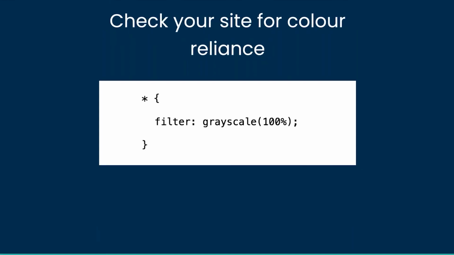Little aside, if you're a developer and you're in the middle of developing a site, add this little CSS rule, and it will make your whole site grayscale, black and white, so you can do a quick check to see if things still make sense without color. Obviously, don't put that in your rules for your live site, because it'll make your live site black and white. But yeah, use your Chrome DevTools or whatever to check.